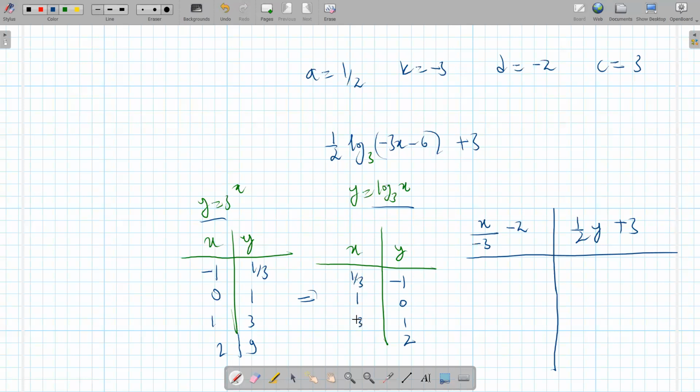So that's the main thing about graphing logarithms. You want to flip them. Okay. Now from here, it's easy. So 1 over 3, minus, I'm just going to do this part because 0.5 times negative 1 plus 3.